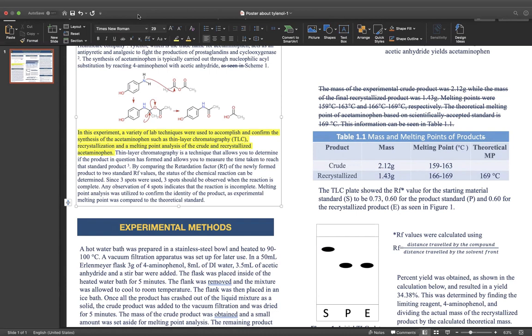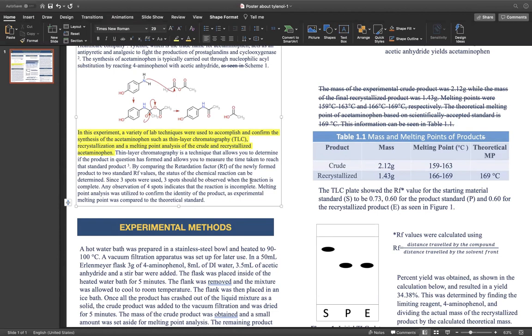Sorry. Okay, so you could change that. It says any observation of 4 spots indicate that the reaction is incomplete. Really depends, right? In this case, it's not clear. And not to mention that in this experiment, TLC was simply used to confirm the formation of the product by comparing the RF value with the standard.